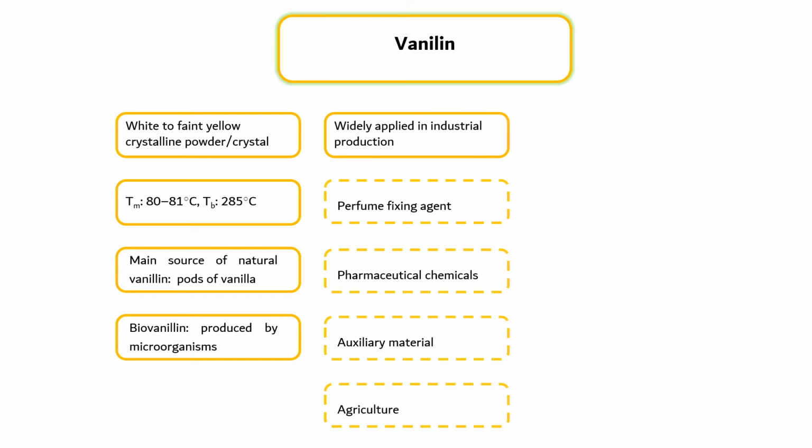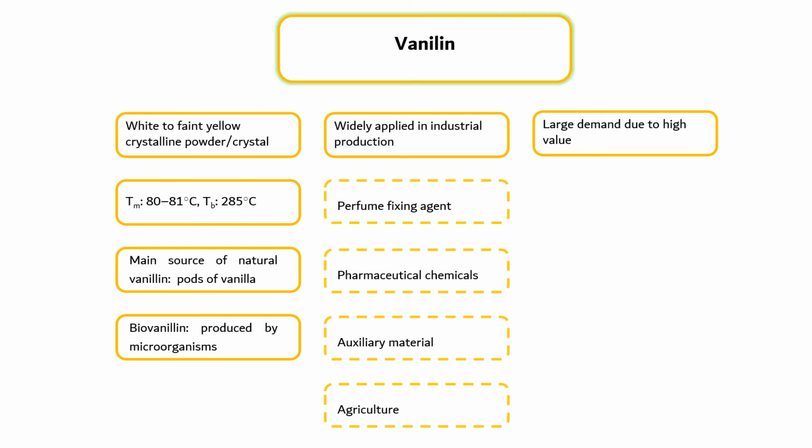Vanillin is widely applied in industrial production. For example, it is used as a perfume or perfume fixing agent in food, toothpaste, fancy soap, and tobacco. Vanillin is also an important intermediate material in pharmaceutical chemicals. Additionally, vanillin can be an auxiliary material in chemical engineering, an anti-hardening agent for plastics, and an electroplating brightening agent. In agriculture, vanillin can be used as a yield-increasing agent or ripening agent for sugarcane, as well as a material for the preparation of herbicides and insect attractants.